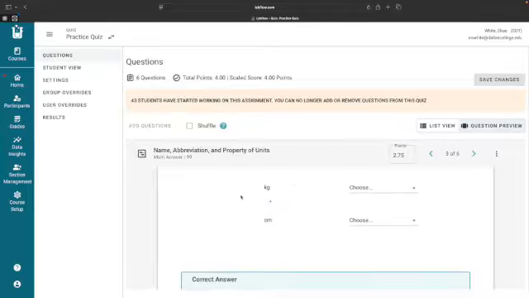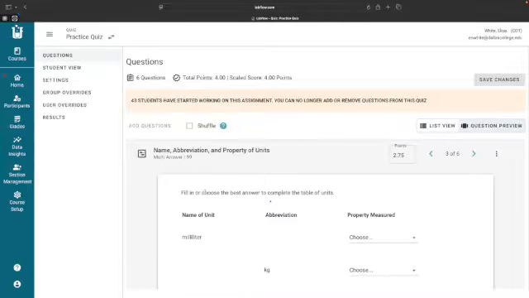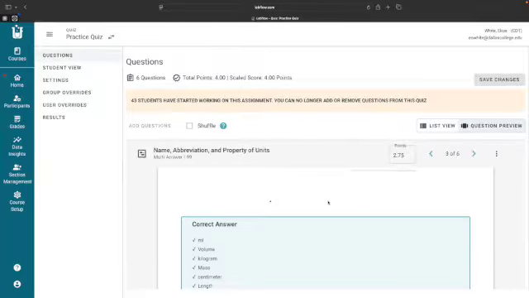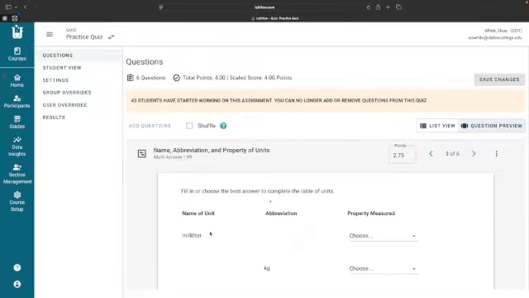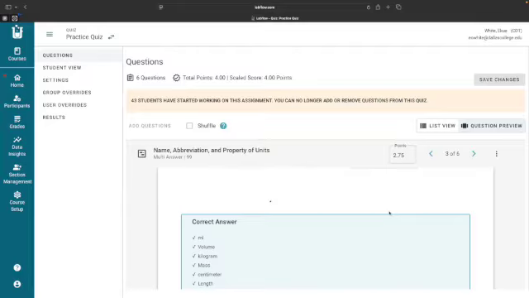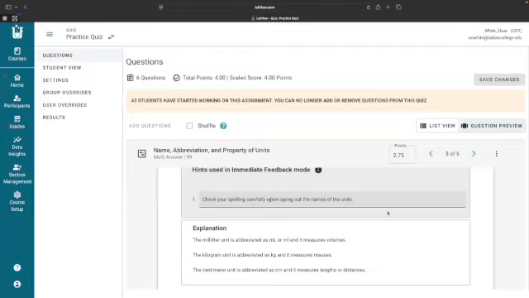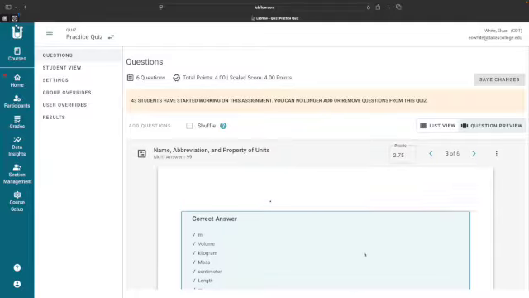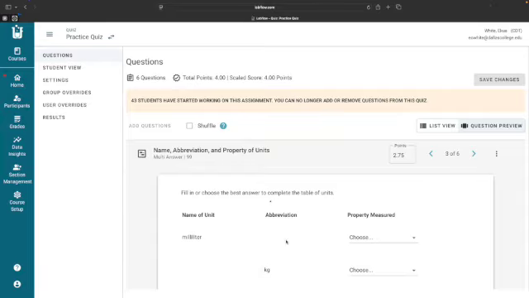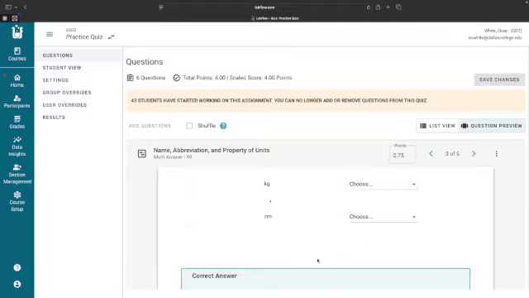And then here you have fill in or choose the best answer to complete the table of units. So milliliter abbreviation will be mL, property measured, that should be volume, right? Okay, I guess I just answered it myself. Let me go through here. Can I type in here? Yeah, it'd be little m, uppercase L. Property measured here will be volume.